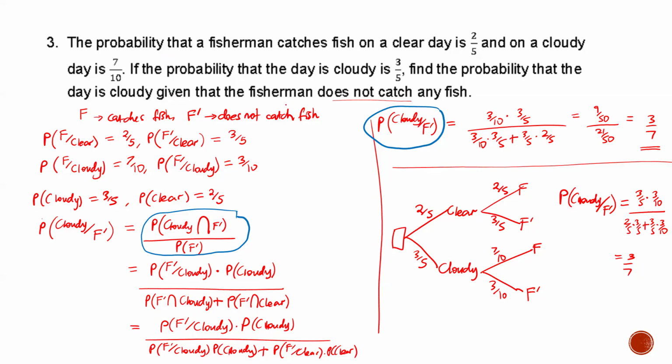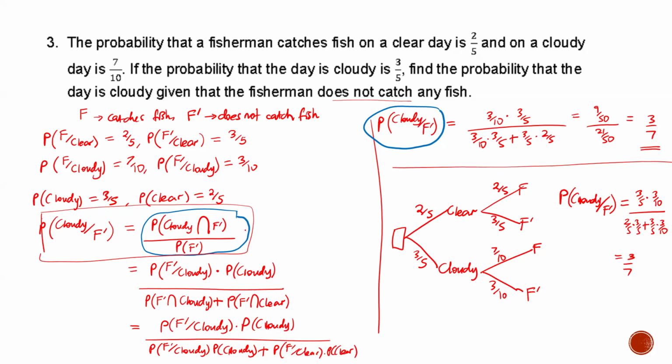Let me just try to go through everything again. You can lower your hand now. The question wants us to find the probability that the day is cloudy given the fisherman does not catch any fish, right? Now you need to understand first of all that that probability is equal to this. That's how conditional probability is: probability of the intersection divided by the probability of the condition. But what we are really finding is that we are going to enter a situation whereby we're saying the fisherman is not going to catch any fish.